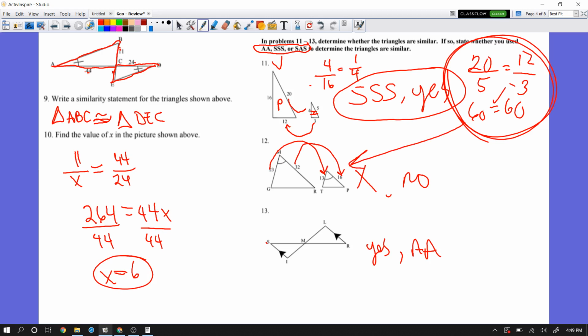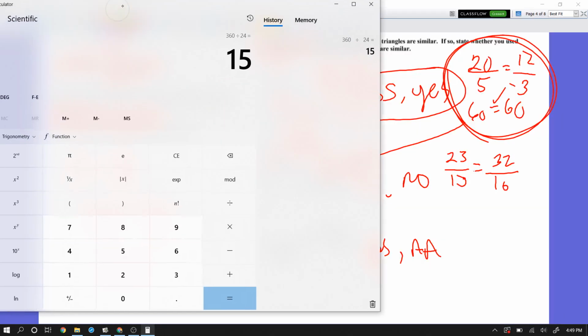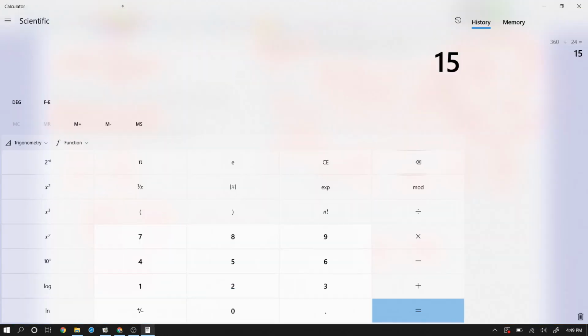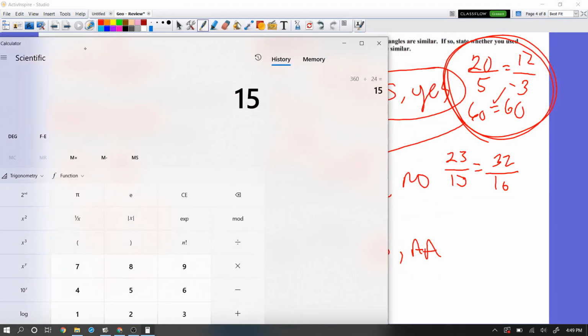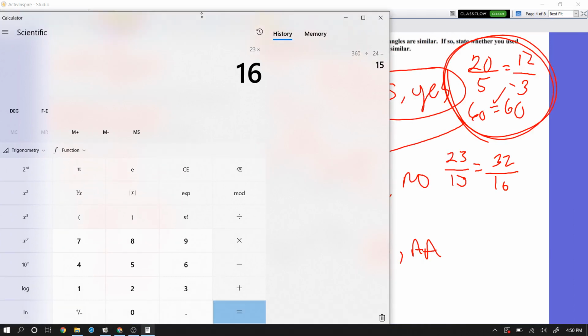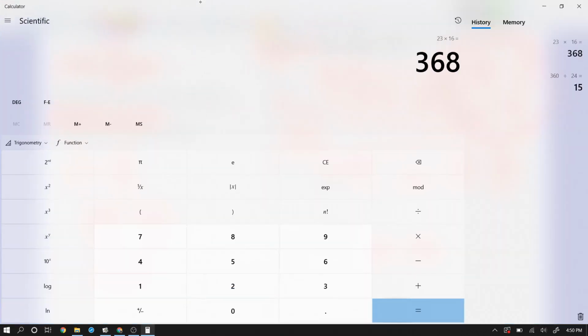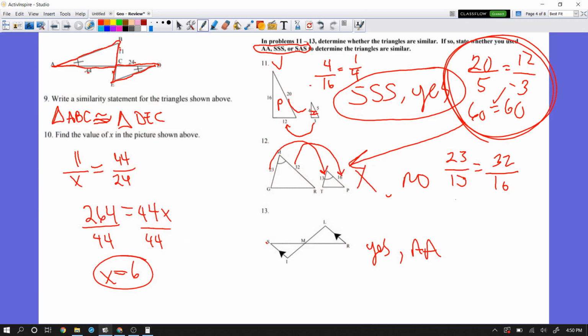Whenever you have this set up, you'll have 23 over 13, and then you'll have 32 over 16. Automatically, you can see that they're not going to be equal, but I'm going to just go ahead and do it anyway. So 23 times 16 equals 368. All right, I guarantee you the other one's not 368.